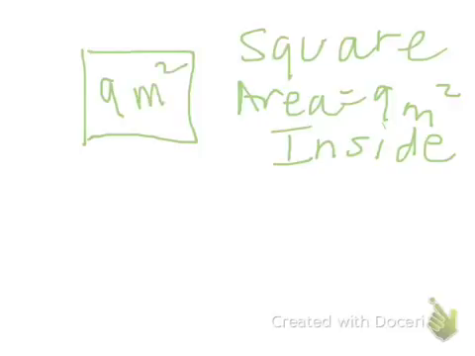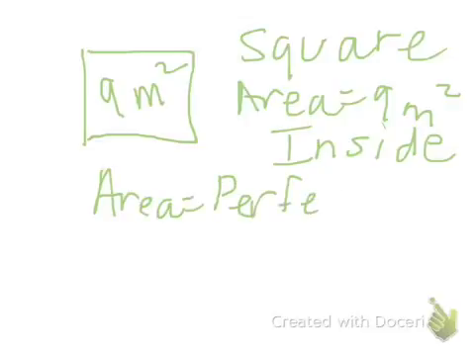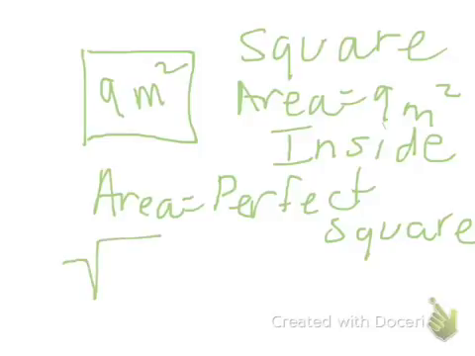So basically, I'm working backwards. I'm given the area. And we know that area represents the same thing as the perfect square. So since I have the perfect square, I know that I'm looking for the opposite, or the inverse, the square root. So the square root of 9. Now, I need to figure out what number times itself equals 9. I am not dividing by 4. I am not dividing by 2.